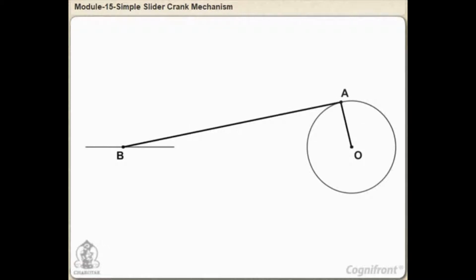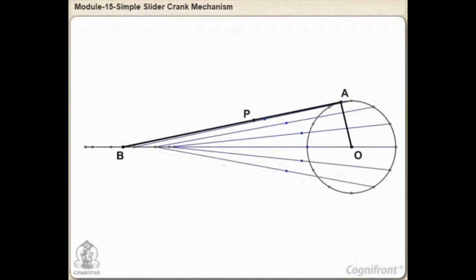The locus of any other point, say P, on the connecting rod will be neither a circle nor a straight line and can be determined by the following steps. 1. By assuming various positions of the crank end A. 2. By obtaining the corresponding positions of the end B. And 3. By locating the position of P on the lines joining the first two positions.